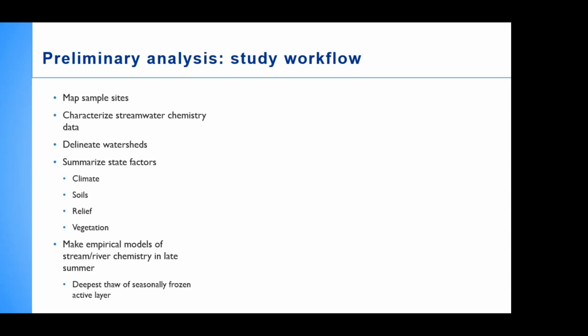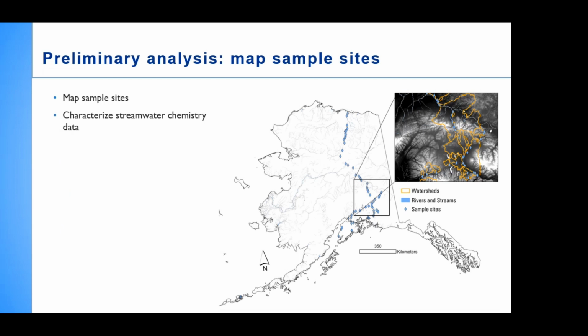This was the deepest thaw of the seasonally frozen active layer. This is when the most water would go through the soil system and deliver material into the streams and rivers. If there's a change in permafrost coverage in the next few years or decades, then this would give us a sense of what we might expect in terms of stream water chemistry.